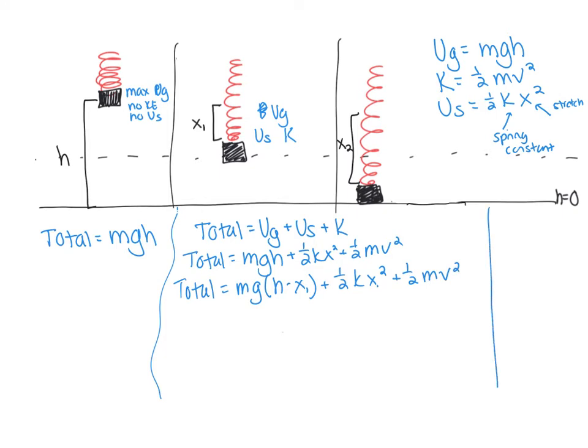And lastly, when this thing is all the way at the bottom, it is stretched completely, there's no height, and before it goes back up, it's at rest. So I have no KE or gravitational potential energy, but I have max spring potential energy. So for my equation, total equals 1/2 K x2 squared. And like I said, from here we have a lot of different things that I could solve for.